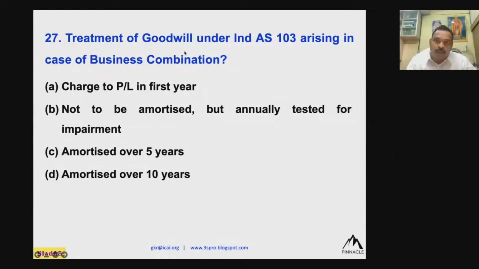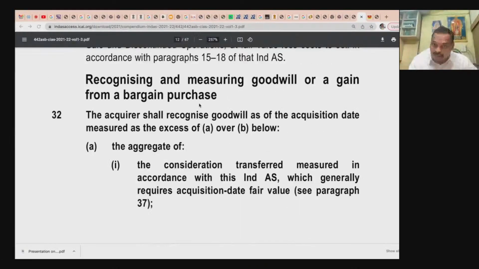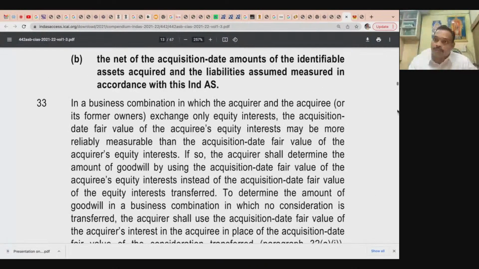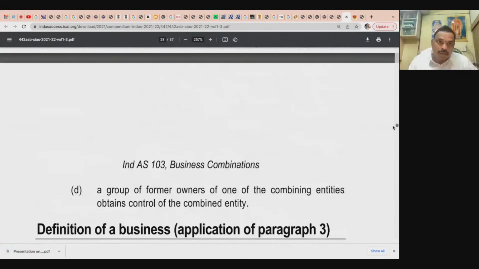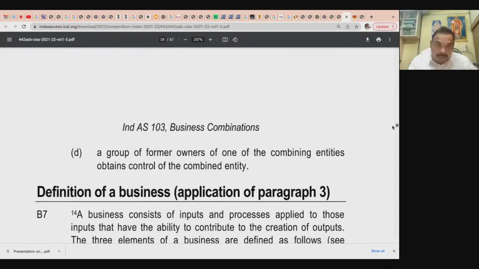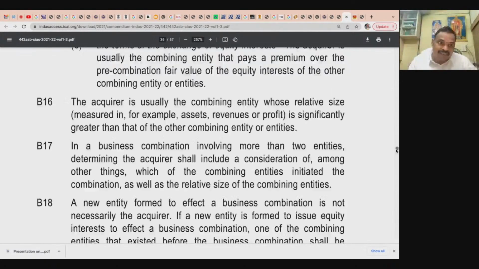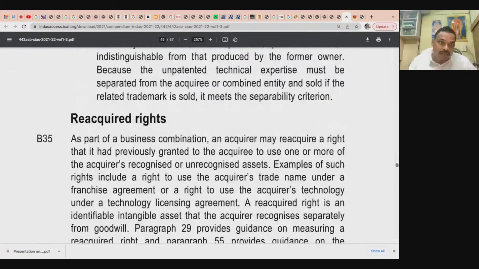Treatment of goodwill under 103 arising in the case of business combination: charged to P&L in first year, not to be amortized but annually tested for impairment. Amortized over 5 years, amortized over 10 years. Charged to P&L is also amortized only. But where is it given? Actually, in the standard, it is not given. So I'll take you to Appendix B, to B67, the last paragraph.